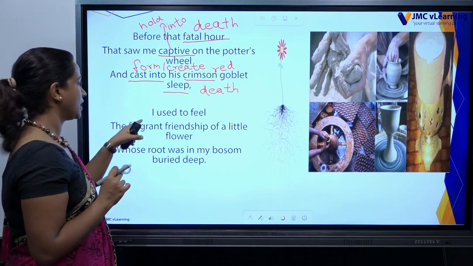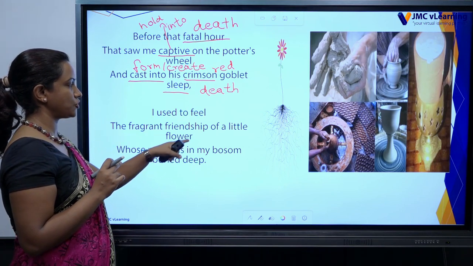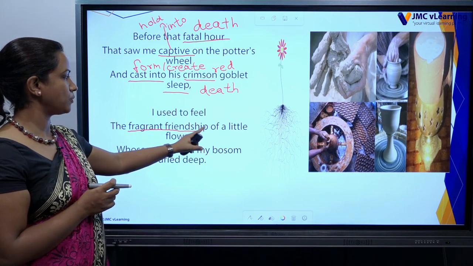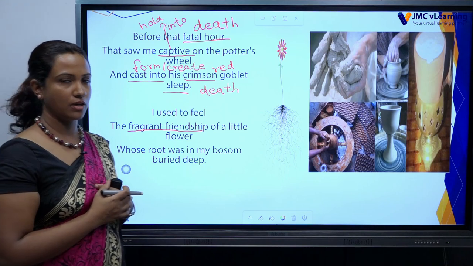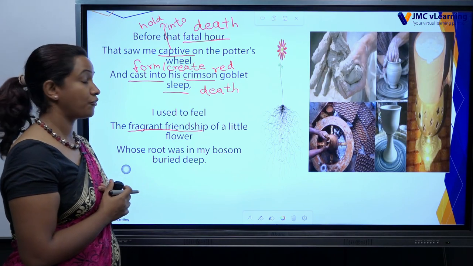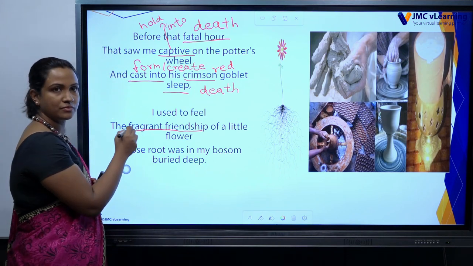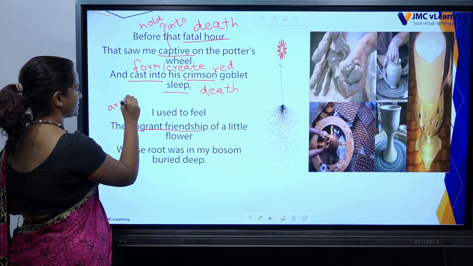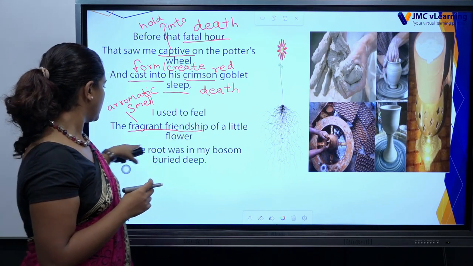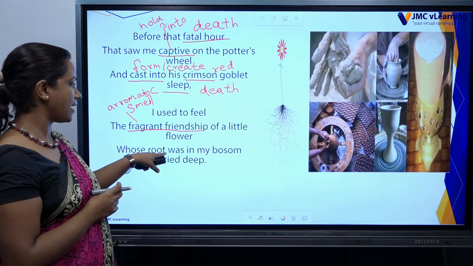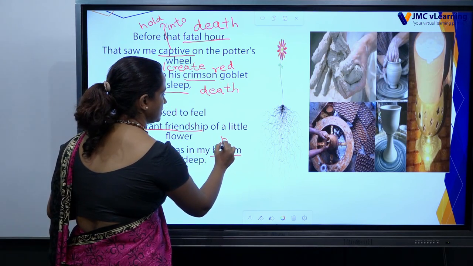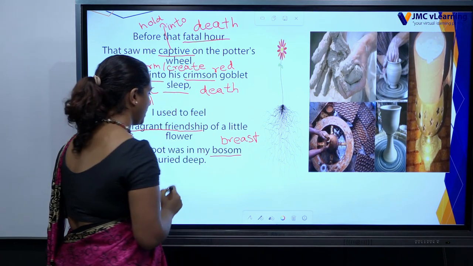Let's move on to the next. I used to feel the fragrant friendship of a little flower. That means there was a flower a long time ago when he was having a clay life. He had a friendship with this flower. A fragrant friendship. It has an aromatic smell. This relationship is so called that the flower's roots were in my bosom. Bosom means what? It was in his breast. Heart, okay, breast, buried deep.